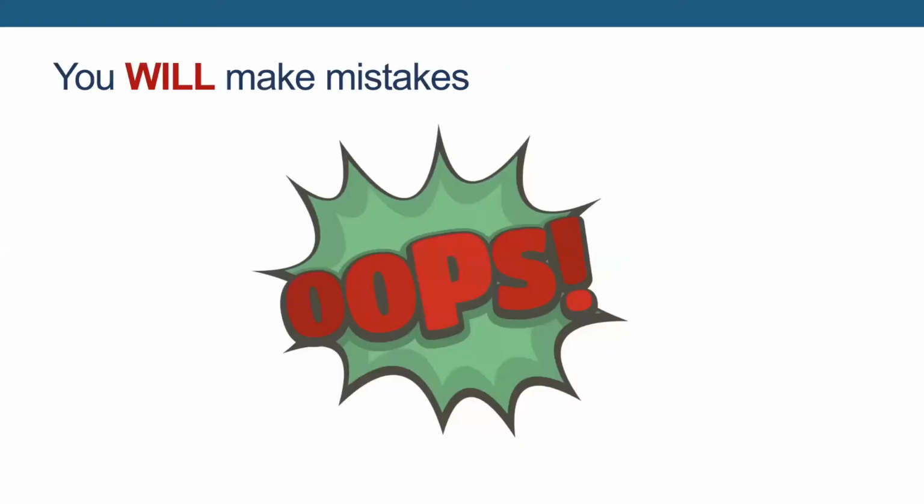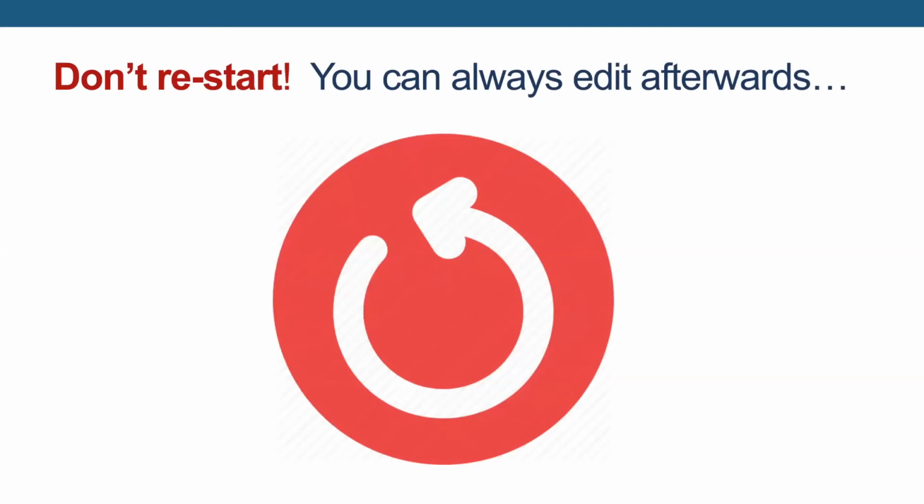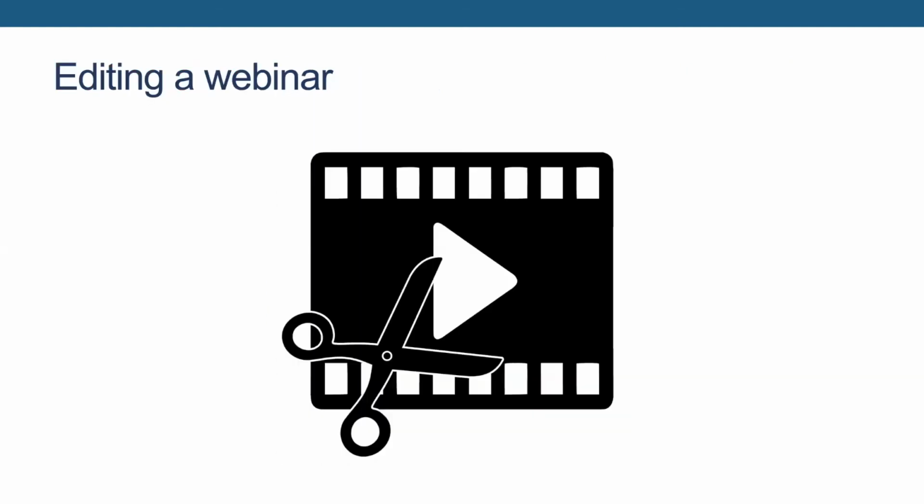You will make mistakes. Everybody does. Even if you're just running a short 10-minute webinar, the chances are that you're going to stumble over words, or say something wrong, or think, oh, I need to edit that out. Don't worry about making mistakes. Whatever you do, don't restart the webinar. You can always edit it afterwards. So take a deep breath, wait for 5 seconds, and then carry on talking as if nothing happened. And you can edit out that chunk afterwards.